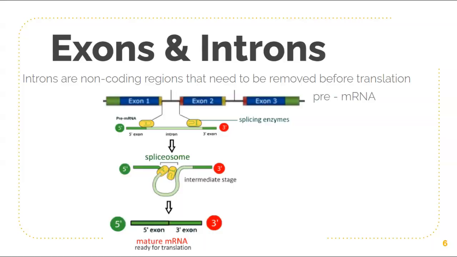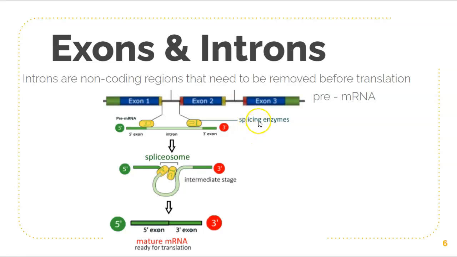Now, exons and introns are 2 additional terms that I think you've heard before, but maybe you just don't really know what they are. They're different areas of DNA. So introns are non-coding regions of DNA that need to be removed before translation. And then exons are where the actual genes are, okay? So you have a coding area, and then a non-coding area, then a coding area, and then a non-coding area, and then exon 3 would be a coding area.